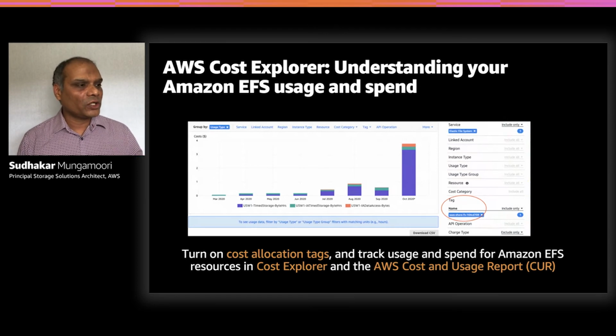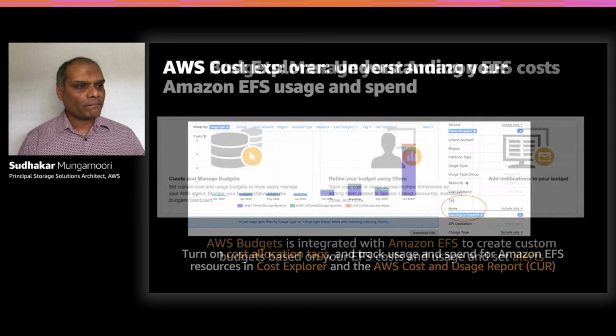Here I'm showing you an example data set, and you can see how much data is stored in standard storage, how much data is stored in infrequent access storage, and what is the cost of fetching the data from the infrequent access storage. And you can filter it by cost allocation tag at every file system level. So that's the power of AWS Cost Explorer. You can go as granular as each file system in a single region.